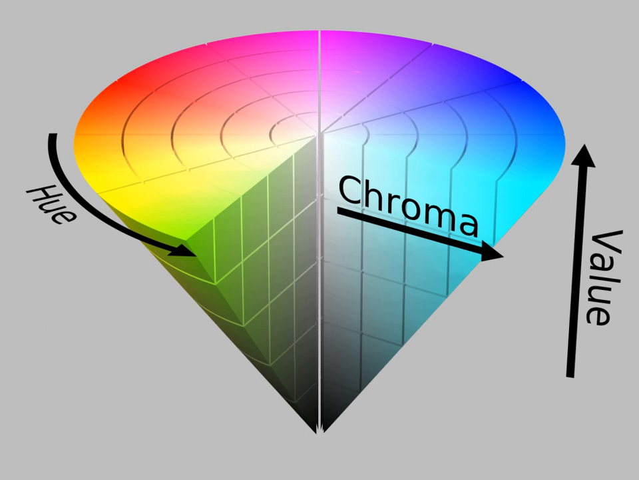Given an HSV color with hue H ∈ [0°, 360°], saturation S_HSV ∈ [0, 1], and value V ∈ [0, 1], we can use the same strategy. First, we find chroma, C = V × S_HSV.